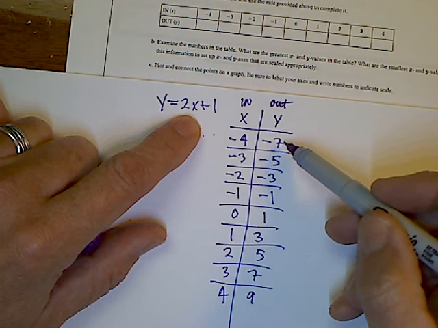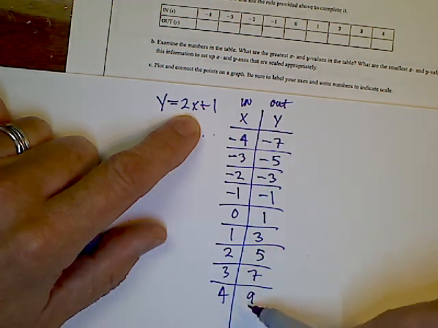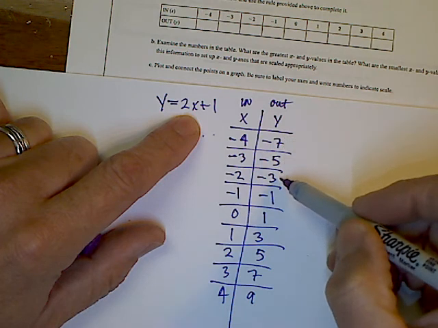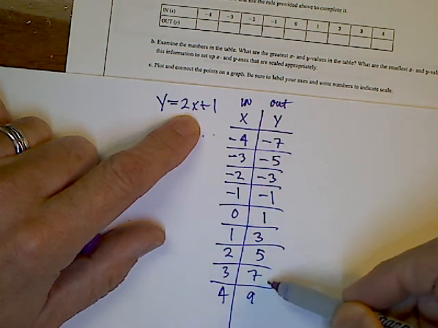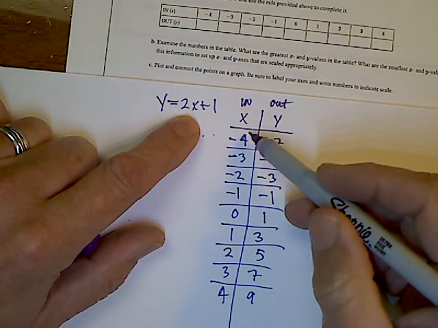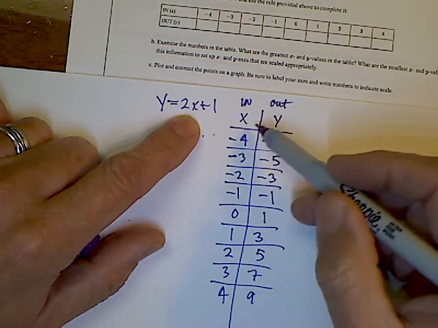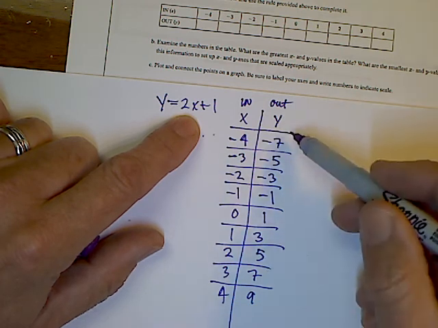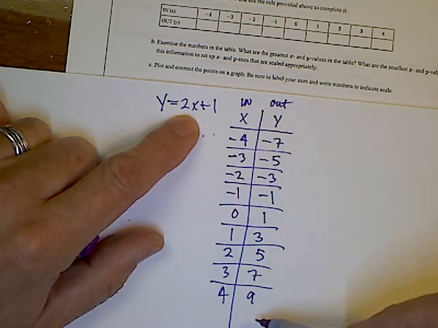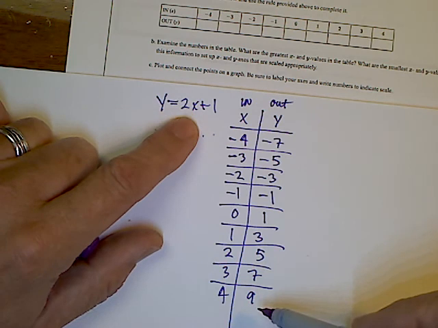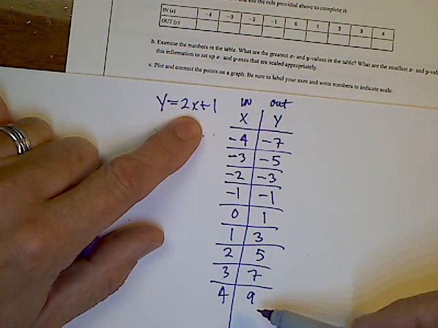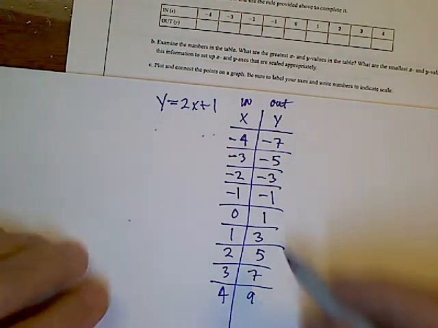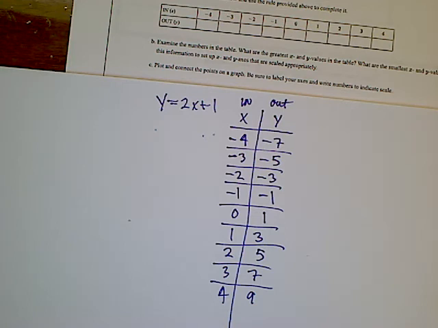Now, when all is said and done, hopefully you see a pattern of numbers. The numbers are increasing by 2 every time. And that's what we should see if I have my inputs in consecutive order. My inputs here go by ones, and since I have my inputs by ones, I'm seeing my outputs go by twos. That's because of the number in front of the variable, in front of the x. My rate of change is 2.